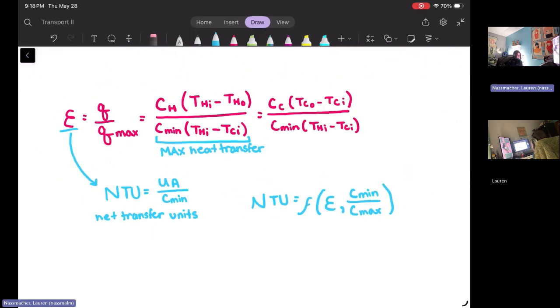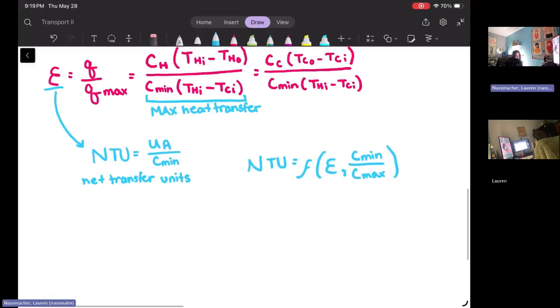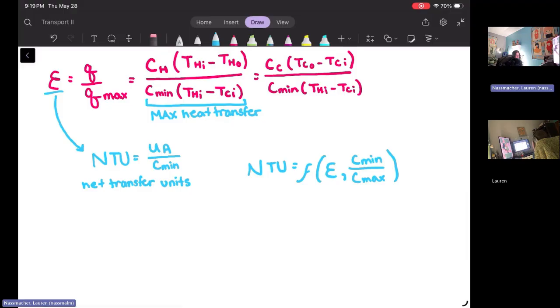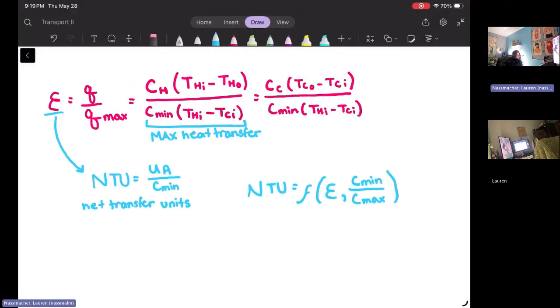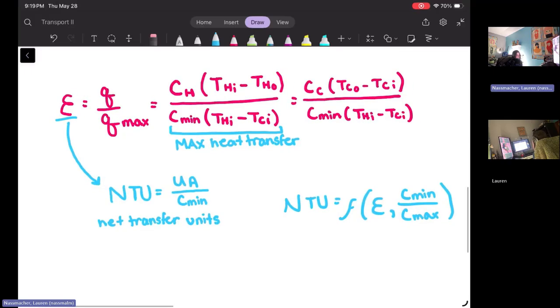So you can plug in your efficiency, you can find your heat transfer, your heat exchange rate, your max heat exchange rate, your max heat transfer, et cetera, right? And you can do that for the hot or the cold stream. And remember, a lot of this is dependent on the mass flow rate, because if the hot stream is going faster than the cold stream, everything's going to be flipped around, or if the cold stream is going faster than the hot stream. So yeah, that's how the efficiency works for a heat exchanger.